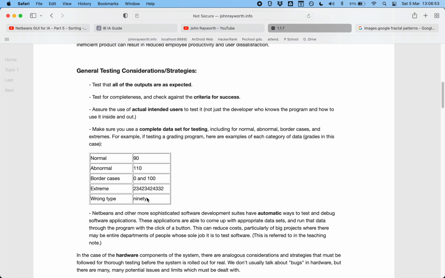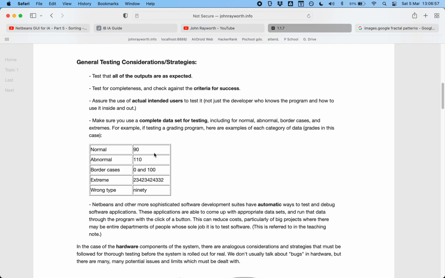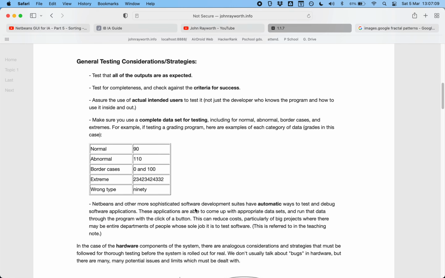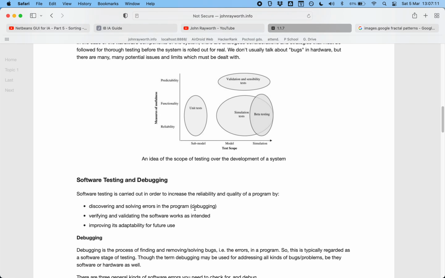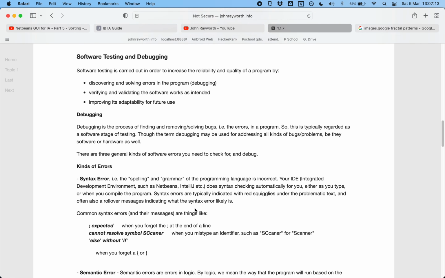They start with more micro, more when you're doing your program, you are going to test normal, abnormal, border, extreme, and wrong type data for each of your inputs, right? So this is the sort of stuff that you can do as one person with one program. And then this is the only place that it really fit in the whole curriculum.